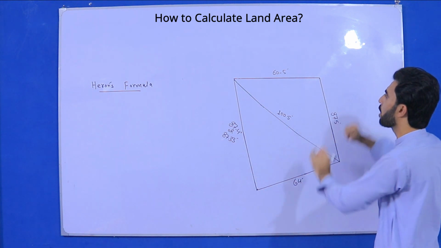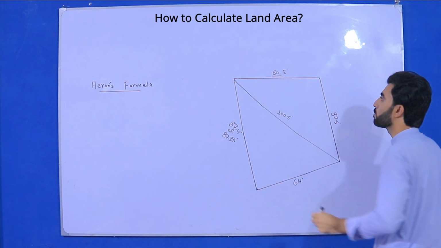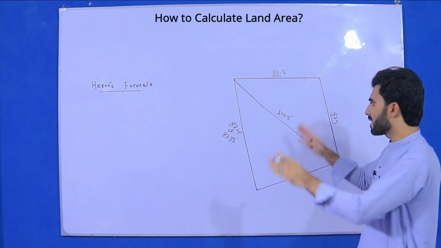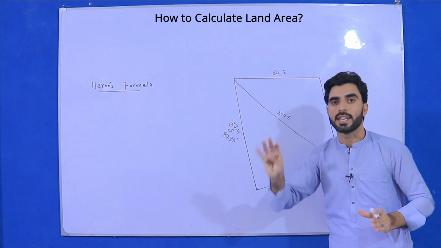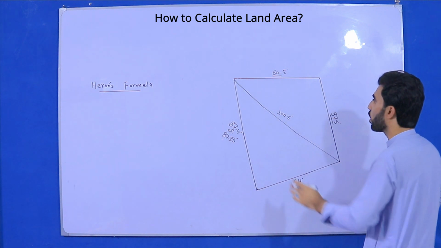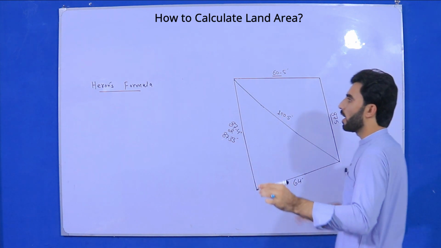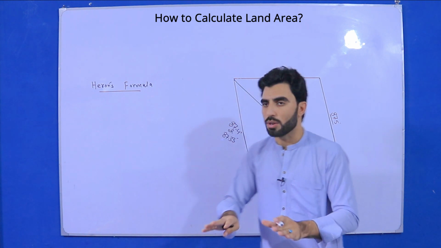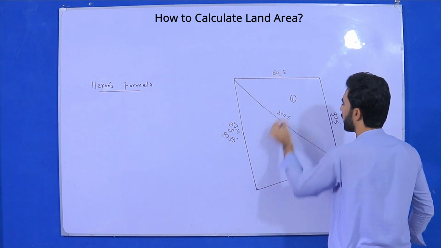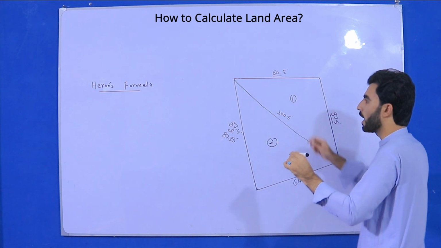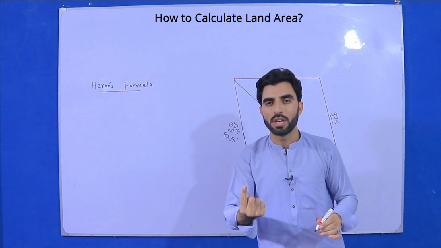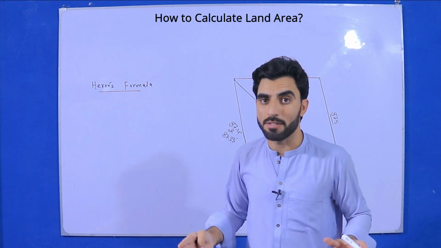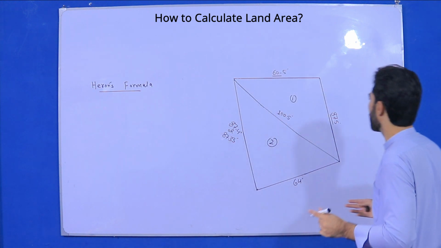Suppose, guys, this is a plot and one side is 60.5 feet, the second one is 87.5 feet, and this is an irregular shape, because the angles are not 90 degrees and are not the same. So I make a traverse. Heron's formula we use for plots which are irregular. So this is the first traverse and this is the second traverse. You can use Heron's formula for one traverse, then the second, then the third. When you make more traverses, it will give you a more accurate land area.